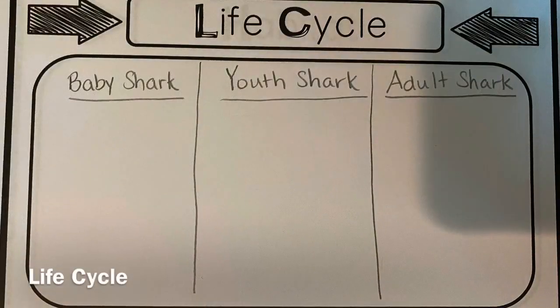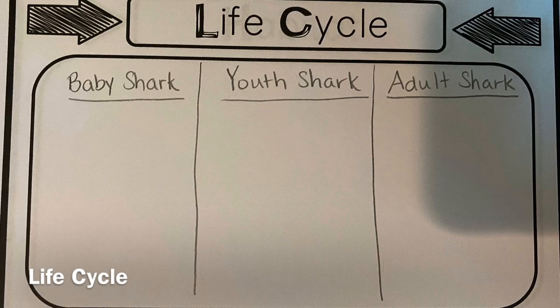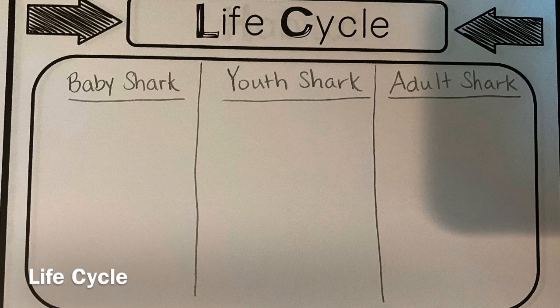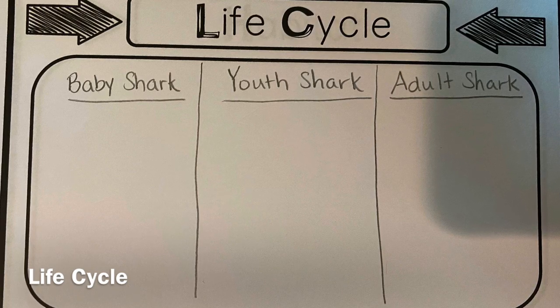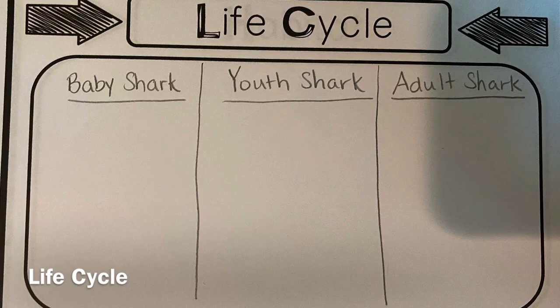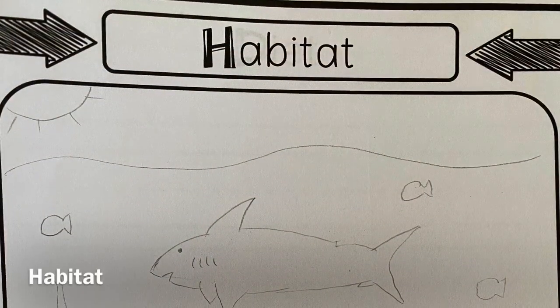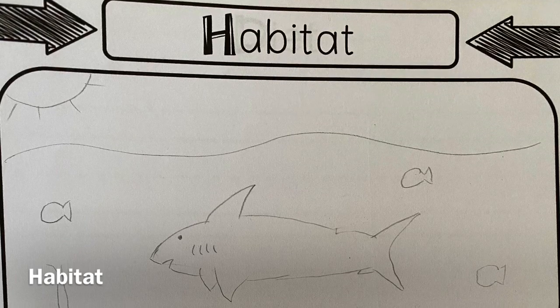On the life cycle page, you can use labels and pictures to show what your animal looks like and tell a little bit more about it at each different stage of its life. In my case, I'm going to talk about a baby shark, a youth shark, and an adult shark. I'll show what they look like in my pictures and have it labeled, and then I will write about it in sentences.